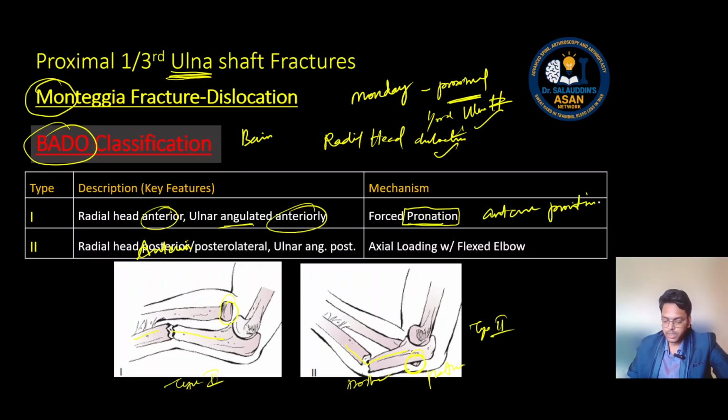Forced pronation will cause anterior angulation and anterior displacement of the radial head. Similarly, posterior dislocation or posterior angulation of the ulna is caused by axial loading in a flexed elbow. When the elbow is flexed and there is axial loading, it will cause the radial head to go posteriorly and the angulation to get posterior. Okay, this is type 1 and 2.